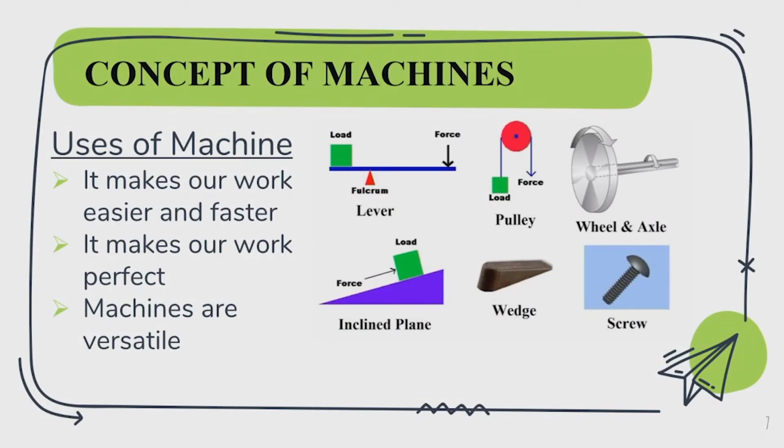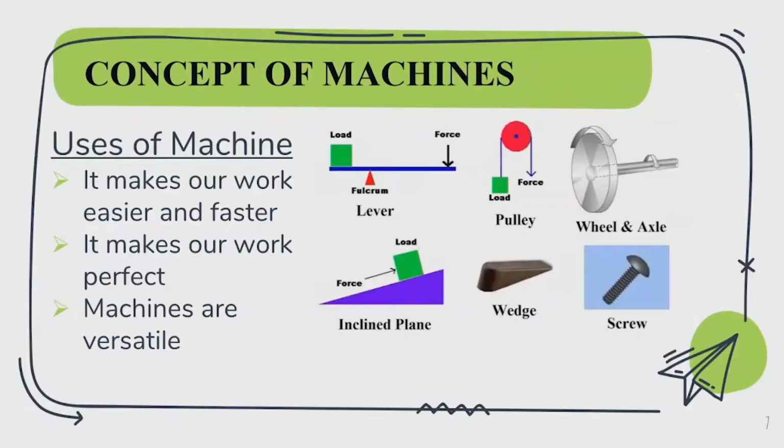It makes our work efficient. It also makes our work very perfect. And machines are very versatile. In no time, machines help us to get our work done. On the screen, you can see the different types of machines we have. You can see the lever there with the fulcrum, the load, and the effort. And then you can see the pulley there. Pulleys are used for lifting and bringing down heavy loads. Then you can see the wheel and axle, the one we use to draw heavy loads from a well. Then you can see the inclined plane, wedge, and screw. So all these are examples of machines.